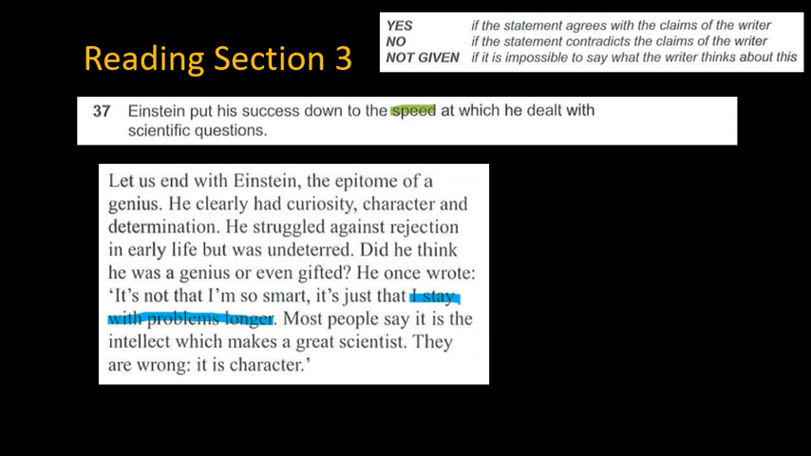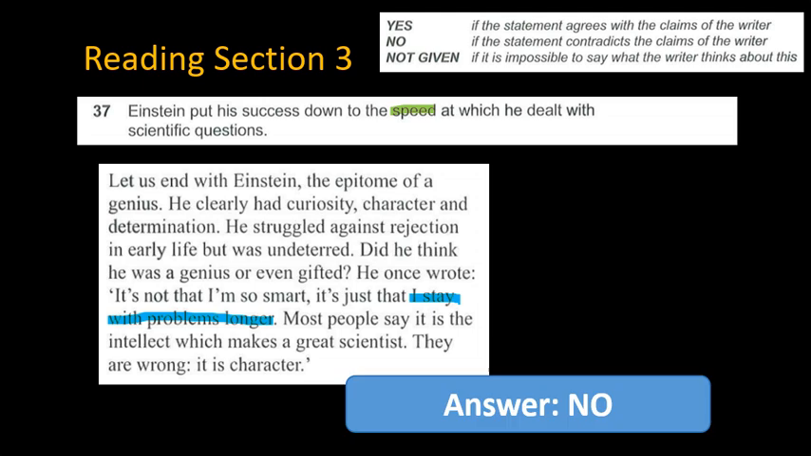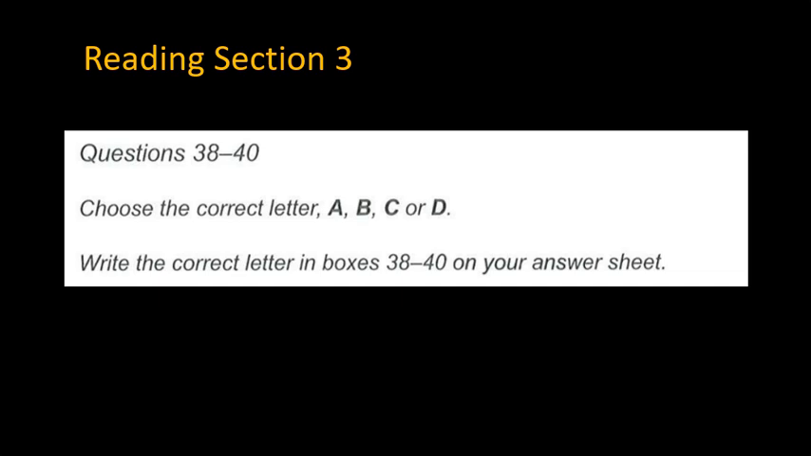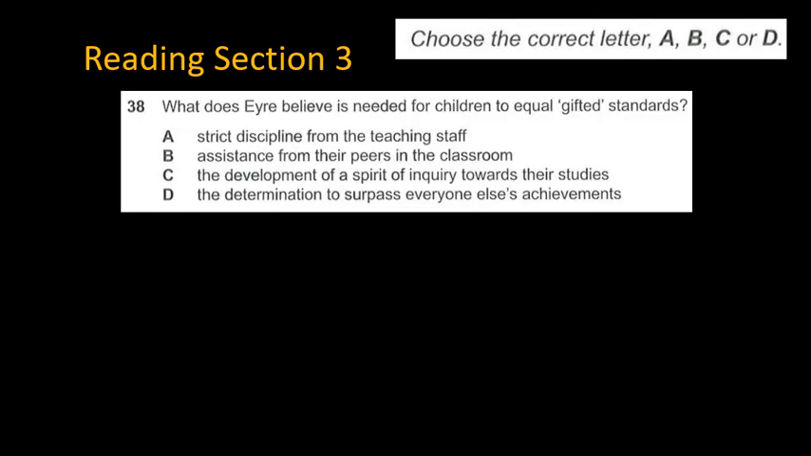was he successful because he was so fast? No, he was not. It's because he didn't give up. So he may have taken longer. It's not about the overall speed though. So 37, no. And the last section. Here we have 38 to 40. It's multiple choice A, B, C or D. Let's look at these.